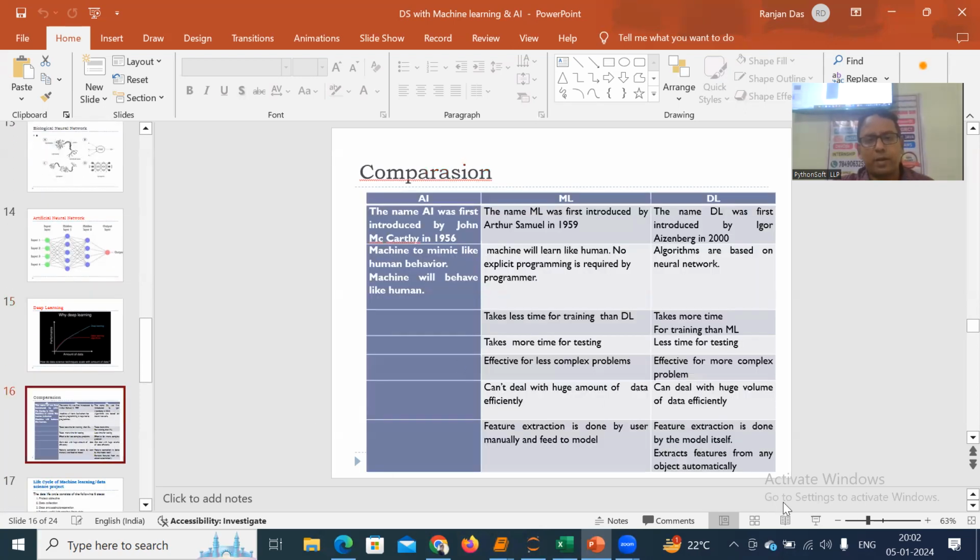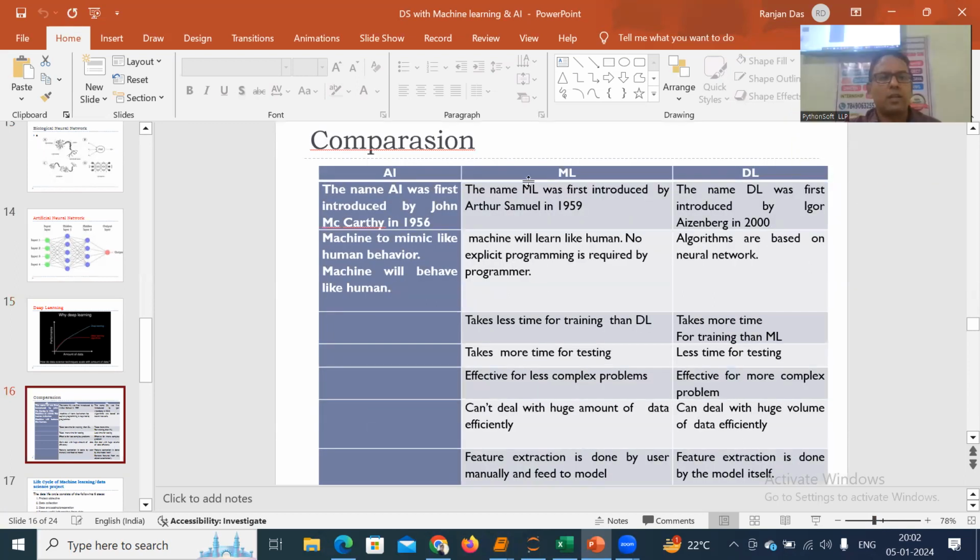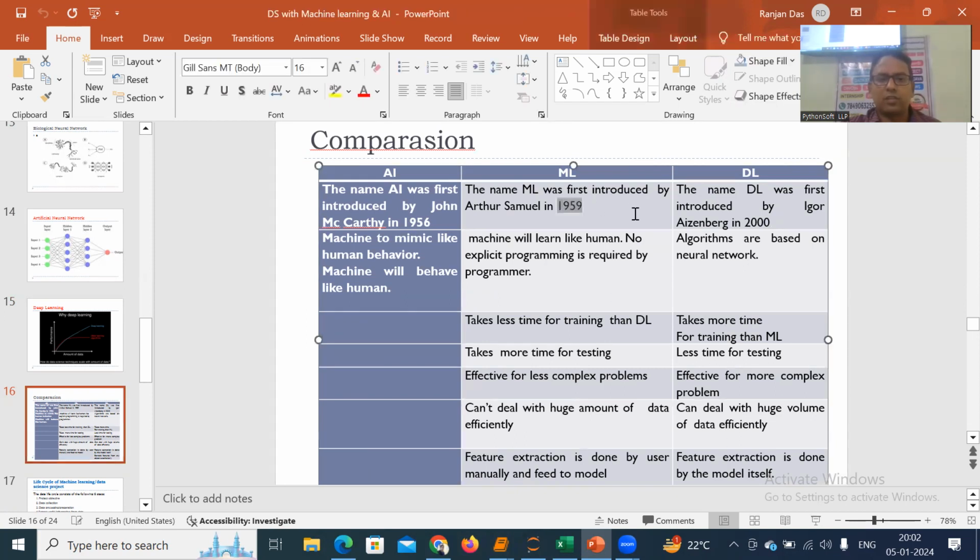This small comparison we have made between AI, machine learning, and deep learning. The AI term was initially coined by John McCarthy in 1956. Machine learning came in 1959, and deep learning came in 2000. But they are not new topics, they are old topics. At that time it was not possible due to the lack of high computing power. The computers had very little power, so executing such complex things might take hundreds of years. But nowadays we have computers with good processing speed, so it's happening now.